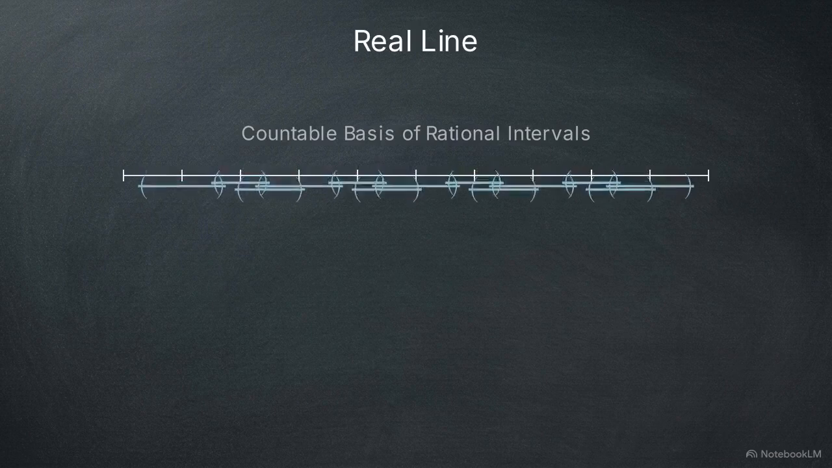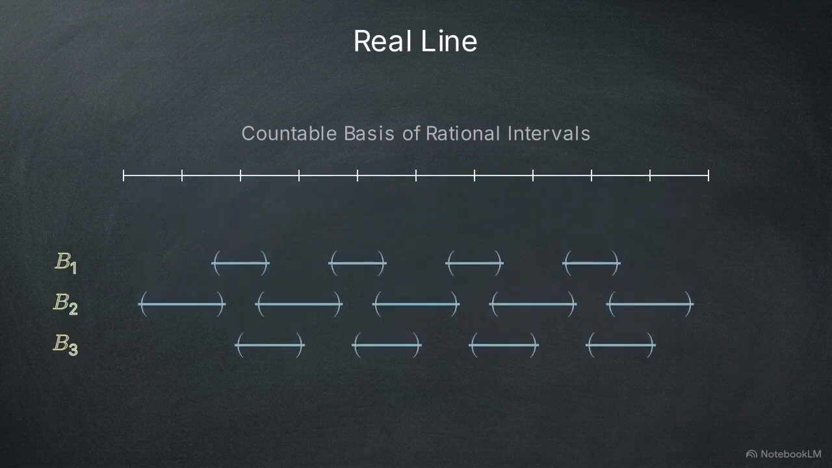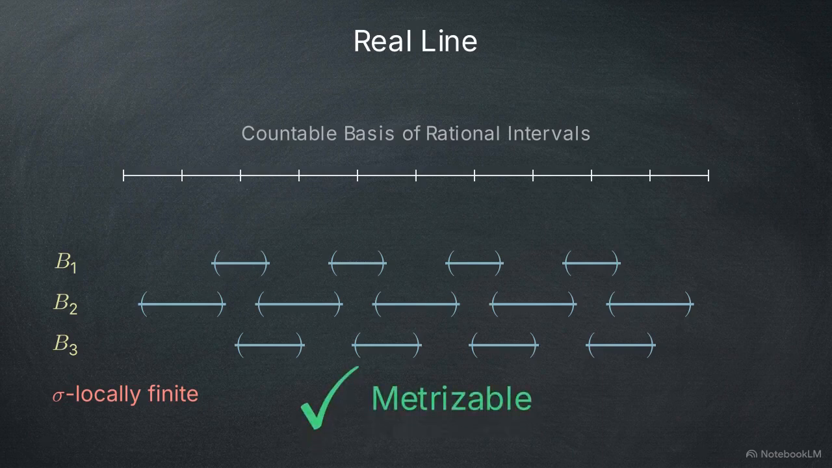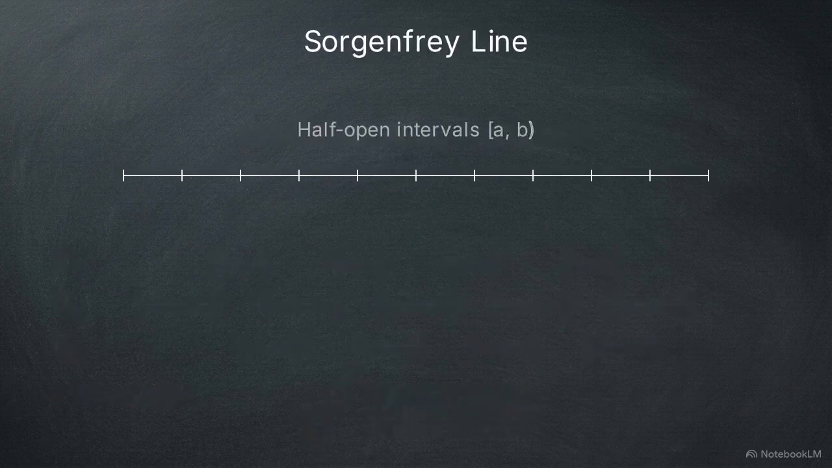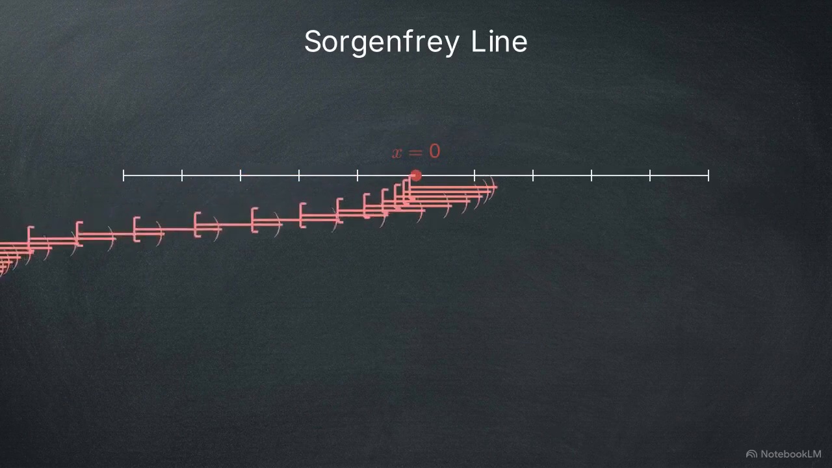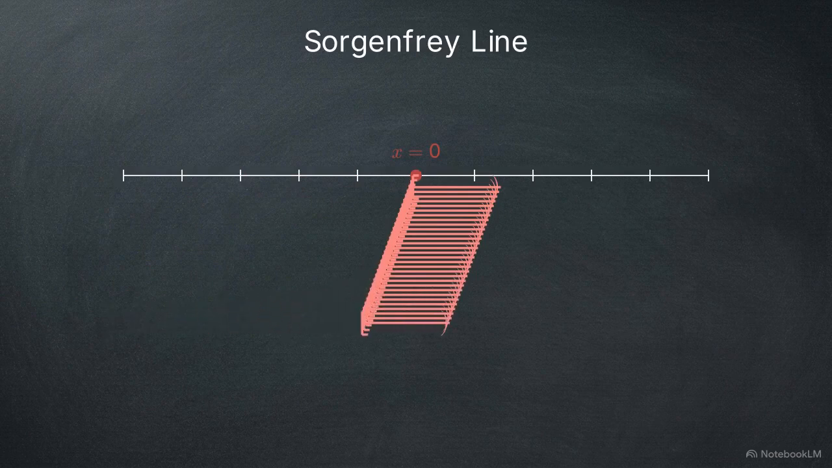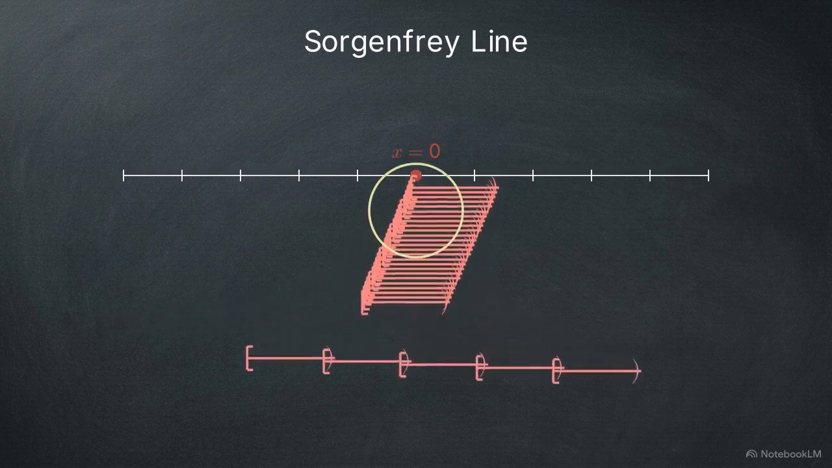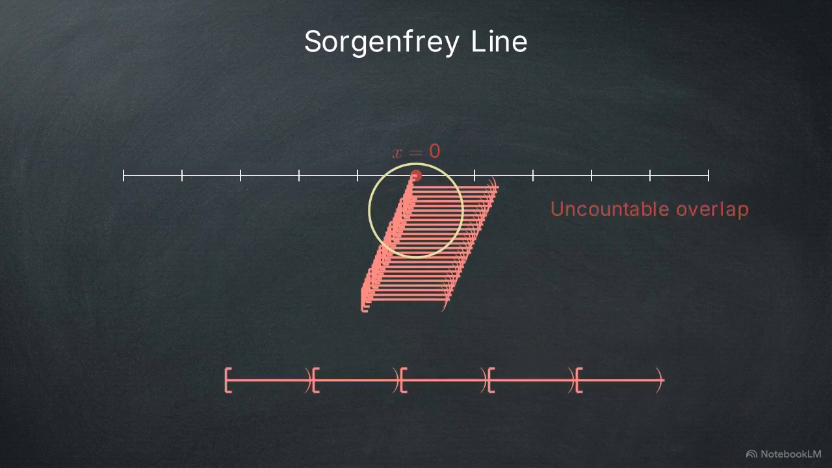The standard real line is regular, and it has a basis of rational intervals. Since the rationals are countable, the base is countable, perfectly satisfying the sigma locally finite requirement. It is metrizable. Now look at the Sorgenfrey line, which uses half-open intervals. While it is regular, any basis for this topology forces uncountably many elements to cluster against every point from the left. This creates a dense, non-finite overlap that no amount of unioning can resolve into a locally finite collection.